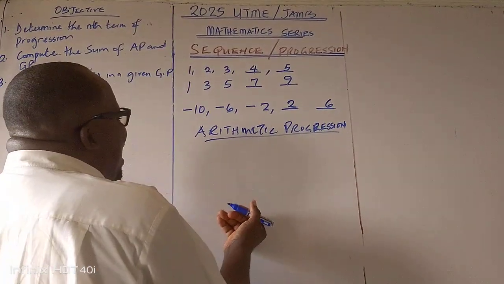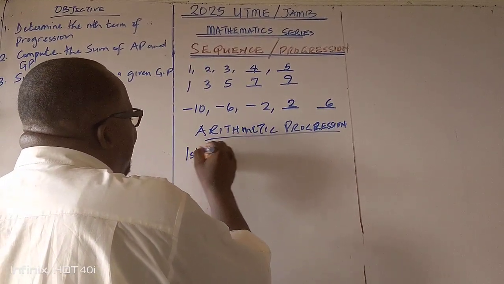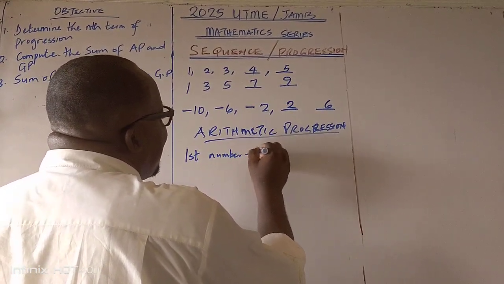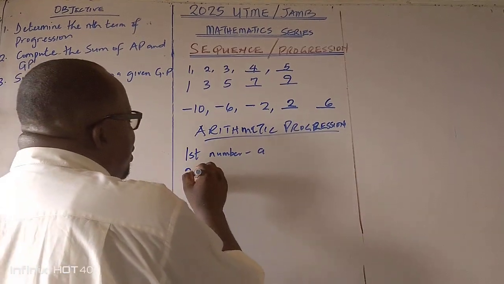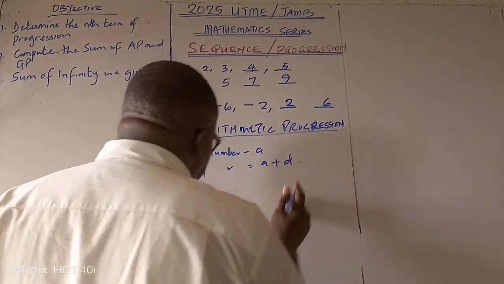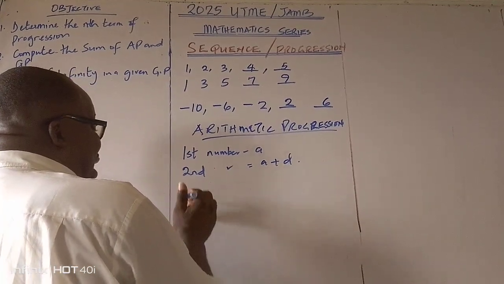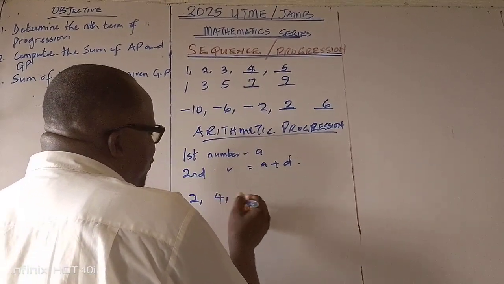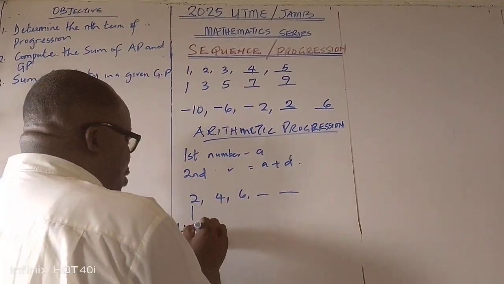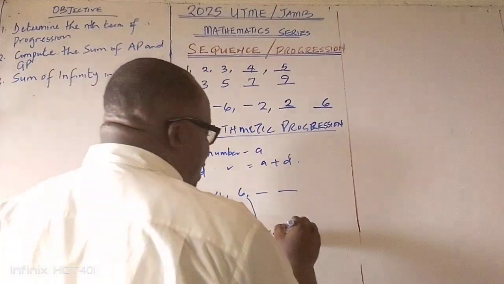Therefore, if I have a number, the first number I call it A. The second one I call the number A plus D. For instance, if I have a progression, an array of numbers like 2, 4, 6, dash dash. This is my first term. This is my second term. This is my third term.